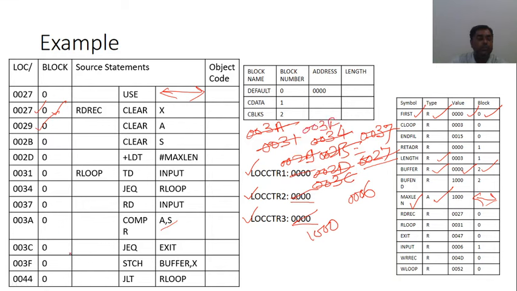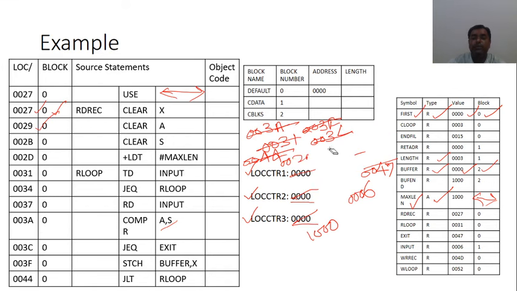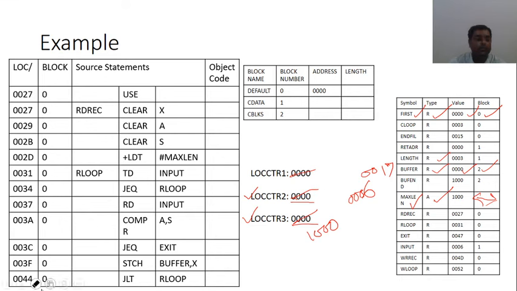3F. Format 3 instruction. So the next value becomes 0044. 0044. Format 3 instruction. So the next value becomes 0047. The current value of our location counter is 0047. You can see location counter 1 current value is 0047, and location counter 2 current value is 0006, and location counter 3 current value is 1000. This is 47.